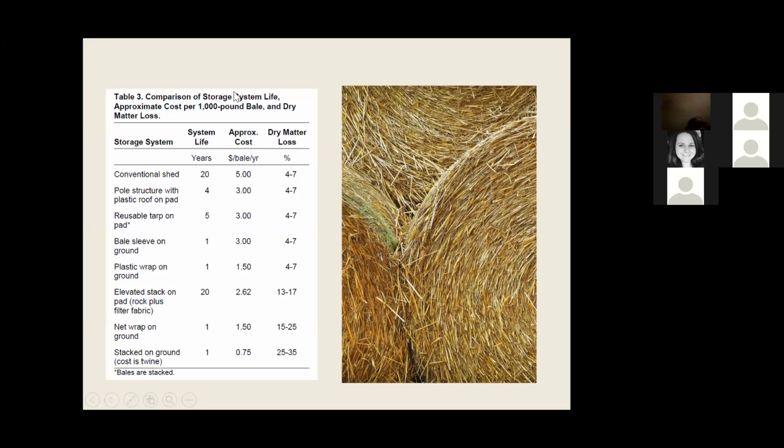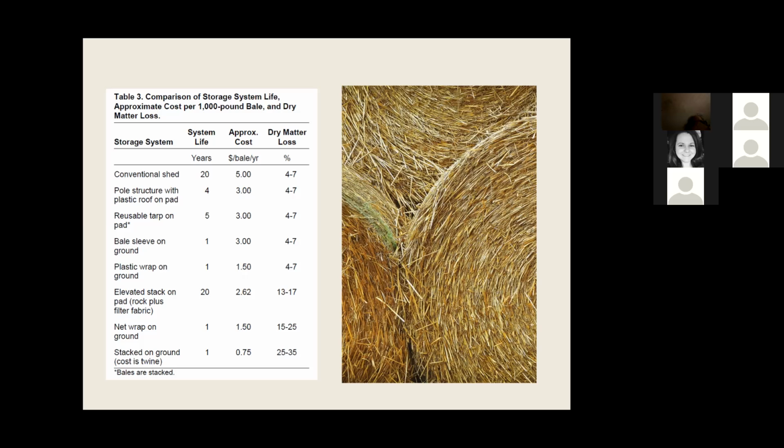So here is a very informative chart that just shows the system life of the round rolls in the different ways that they are stored, the approximate cost of that, and also their dry matter loss. So you can see at the top, we have a conventional shed, which has a system life of 20 years. It is the most expensive at $5 per bale per year, and the dry matter loss is 4 to 7%.